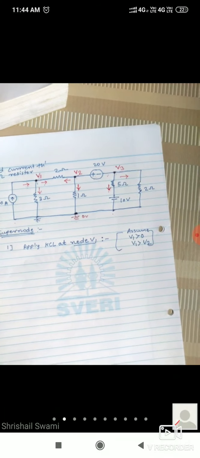Mark the direction here. This is incoming, already given, that is 10 ampere. This is outgoing compared to this ground, and this is also outgoing. By comparing, V1 is greater than V2, V1 is greater than 0. So I will write V1 is greater than 0 and V1 is greater than V2. These are the assumptions. So how many are positive? 1, 2, and this is incoming.